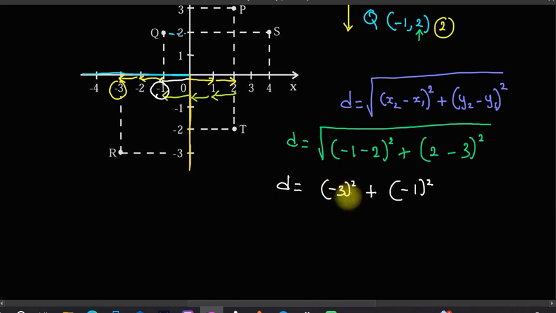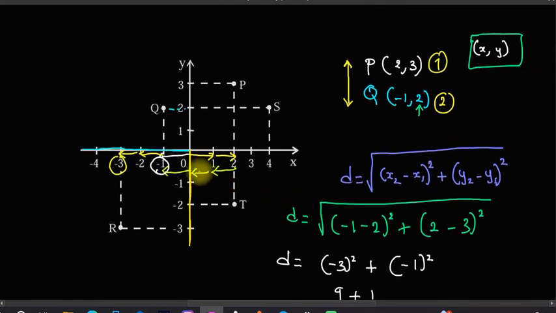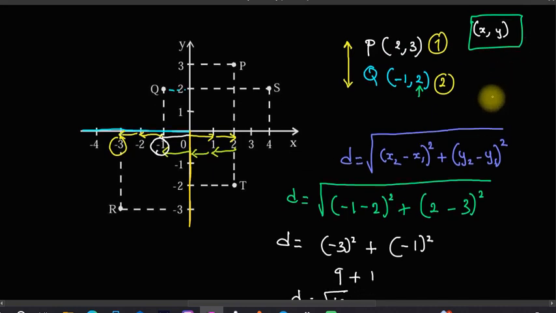Okay, so minus 3 squared is 9. Just work out 3 squared. So 9 plus minus 1 squared is 1. So we have 10. Therefore our distance is equal to, remember the square root, so square root of 10, and this is our answer for the distance between points P and Q. Alright, so whenever you're asked to find the distance between 2 points, you just apply this formula and you are good to go.